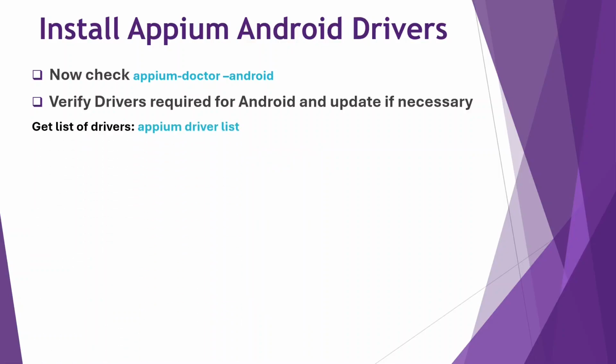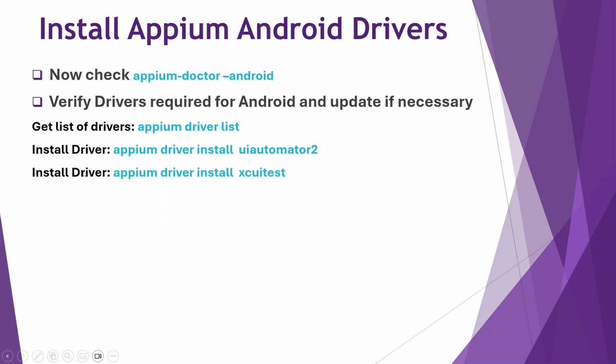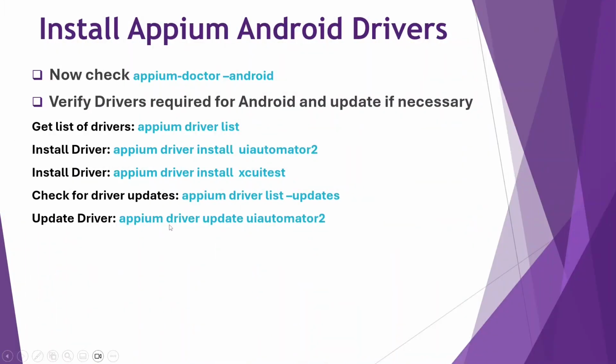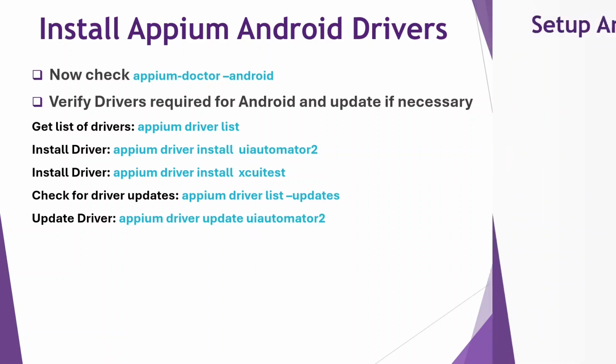We just completed all these steps. We got the list of drivers by using Appium driver list, and we installed the driver related to Android by using this command, and the driver related to iOS by using this command. To check the updates you need to provide this command, so that you get the latest version available in the market and the version that you installed, right? And if you want to update the versions, you can simply provide Appium driver update and the driver name. That's what we did earlier. So what is our next step?